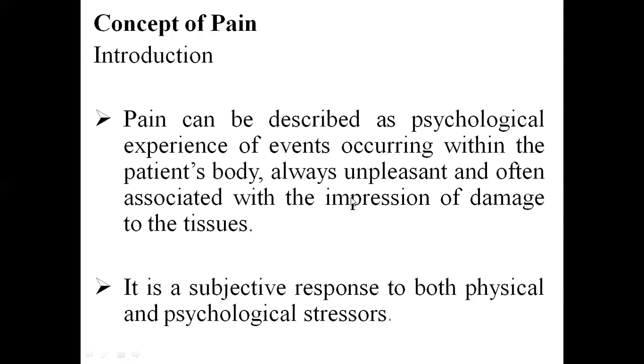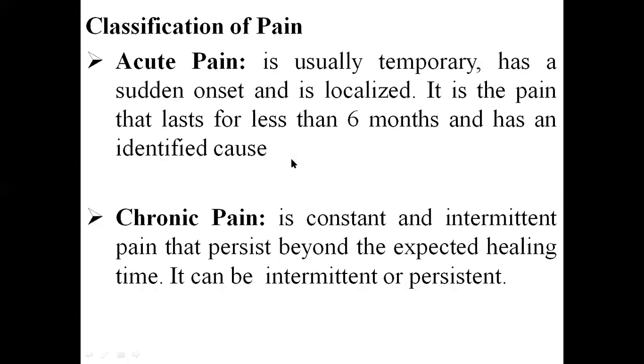Like I said the other time, pain is a subjective response to both physical and psychological stressors. So we want to look at the classification of pain. We have acute pain and chronic pain. Acute pain is usually temporary. It has a sudden onset and is localized. It is the pain that lasts for less than 6 months and has an identifiable cause.